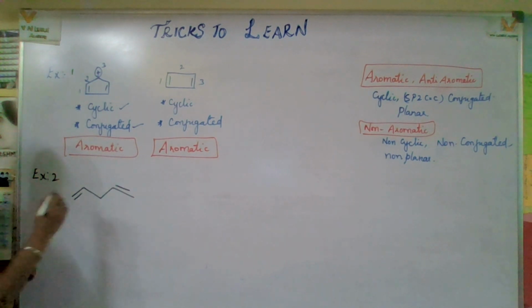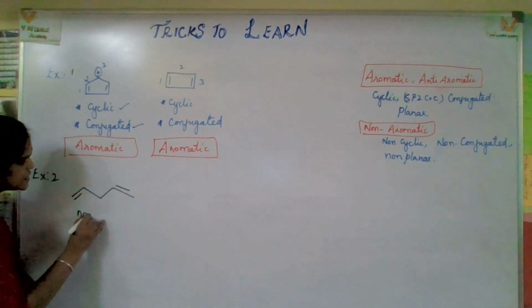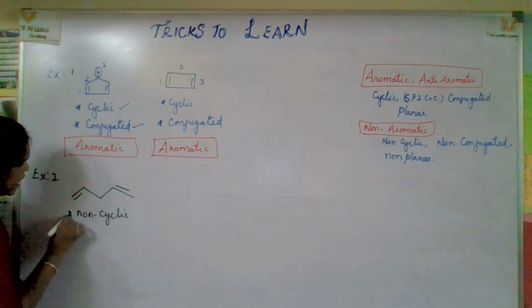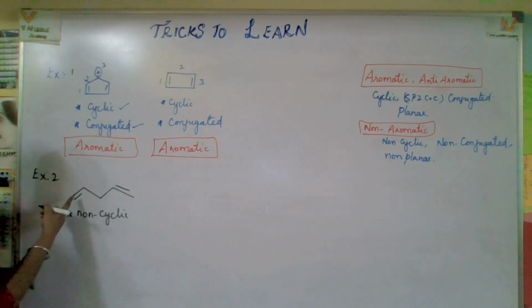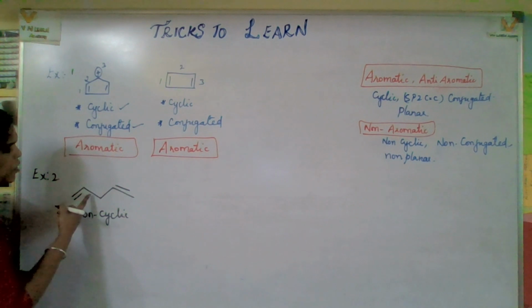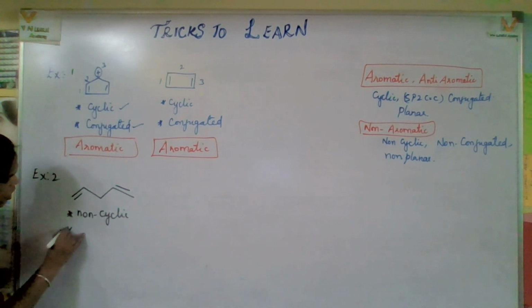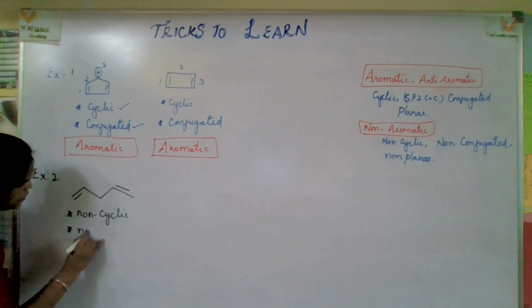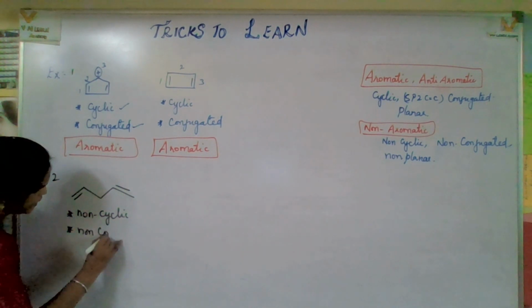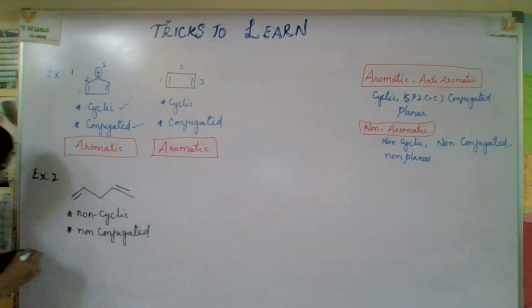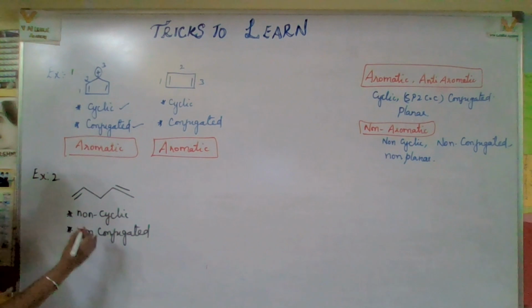Okay, now here, is it cyclic? This is non-cyclic. Okay, now is it a conjugated system? Single bond, double bond, single bond, double bond. No, it is non-conjugated. Okay, that means what is this called? This is anti-aromatic or non-aromatic.